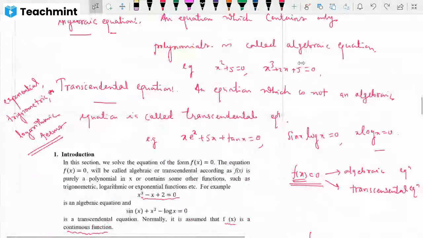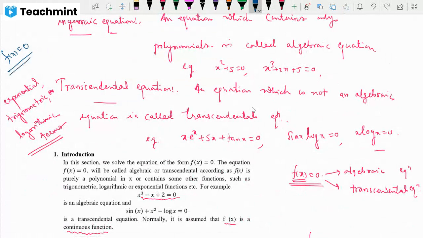An equation which contains only polynomials, purely polynomials, is called an algebraic equation. Means f(x) equal to 0, where f(x) is a polynomial. If you consider this equation, f(x) equal to 0, this is one equation in the variable x. So there is only one variable, that is x. f is a function of x, and that is equal to 0. If f(x) is purely polynomial, then the resulting equation is called an algebraic equation.